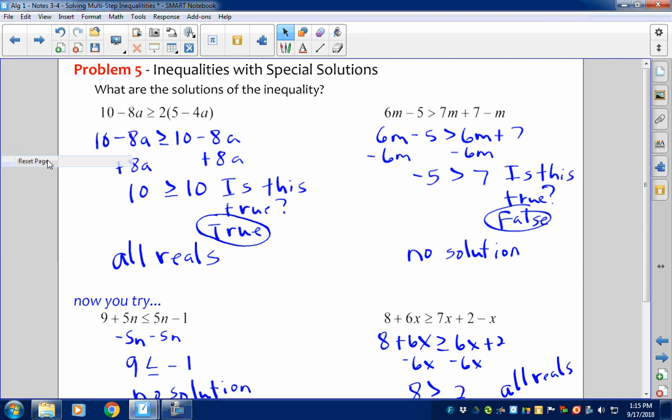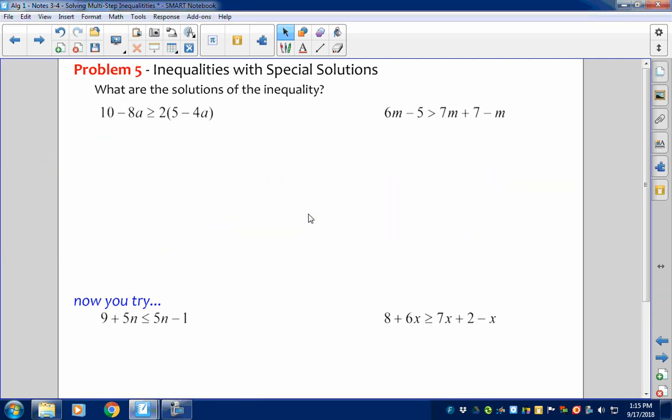Let's start over again here. Reset page. There we go. So these are inequalities of special solutions. When we say special, we're talking about no solution or all reals. Okay. So let me show you kind of what this looks like with inequalities. It's very similar to equations. Basically, if you get an inequality that's true, that means it's all reals. If it's false, that means no solution.